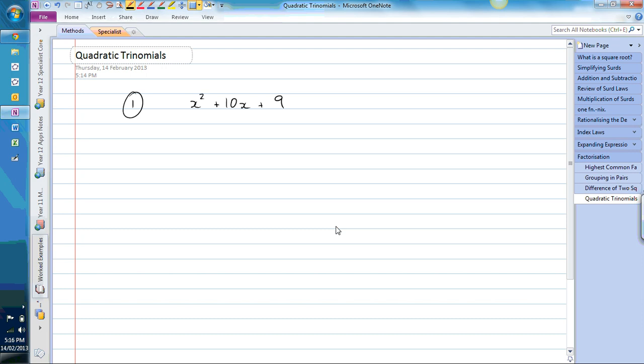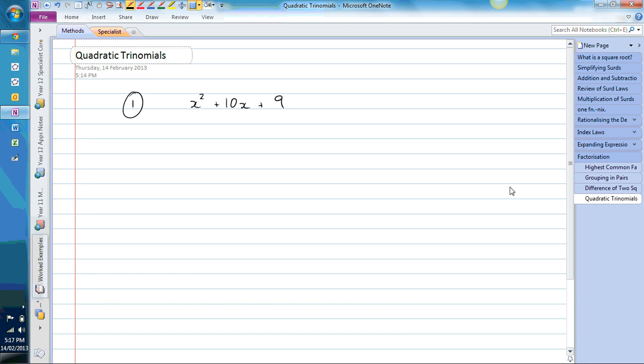The factorization method I want to look at is factorizing quadratic trinomials. Now, different teachers like to do this in different ways, and you may have learnt many different ways when you were in high school. I'm going to do these in the way that I like to do them, but if you've got another method that you prefer that works for you, that's fine as well.